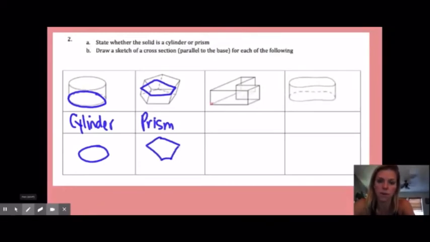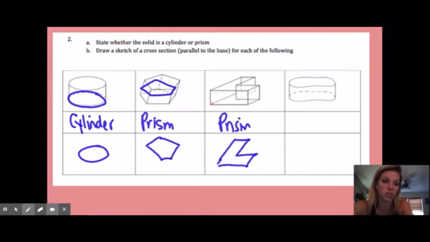Pretend that's congruent. This one, top and bottom are congruent and they're polygons. So this is, well, a prism. The cross section here would be congruent to top and bottom, so it's like an L. Okay. This, the top and bottom are circular and congruent. So this is a cylinder, and the cross section parallel to the base would be a congruent circle.